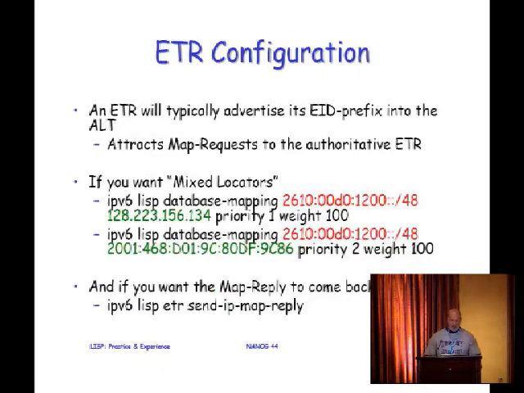As I said earlier, the ETR typically advertises its EID prefix, whatever it's authoritative for, into the ALT, and that attracts the map requests. And then if you want to do this mixed locator thing I was talking about before, you could do it like this. Basically, I said, okay, I have this prefix, this 1200/48, and the locator for that on IPv4 is 128.223.156.134. And I said, use that one first.